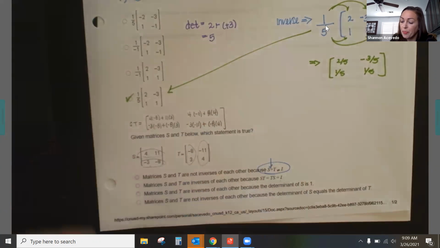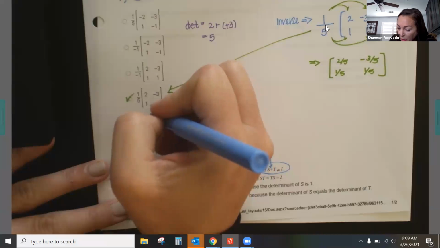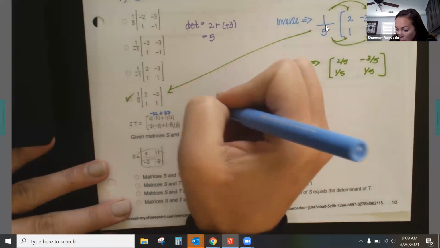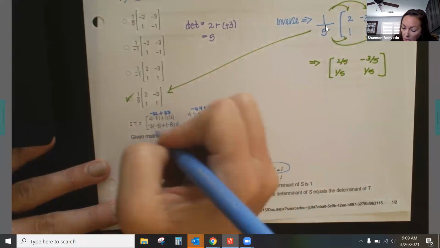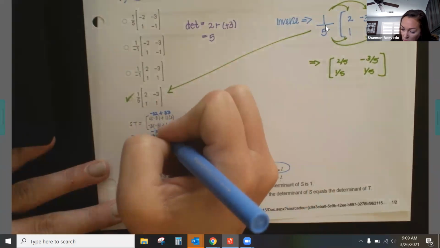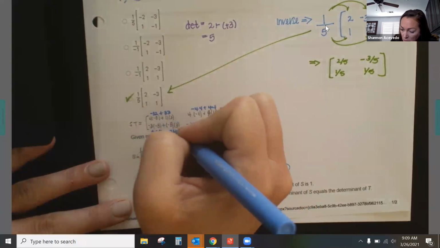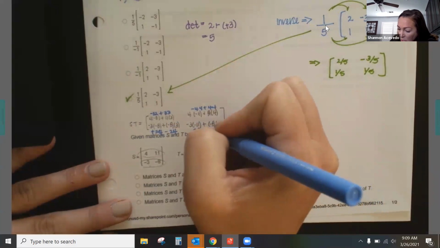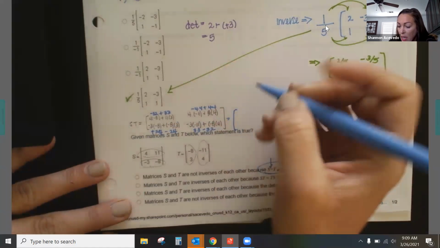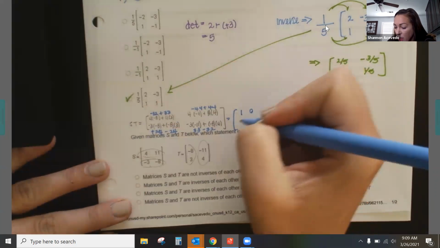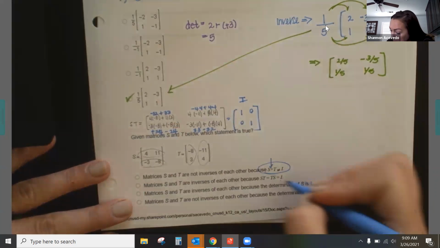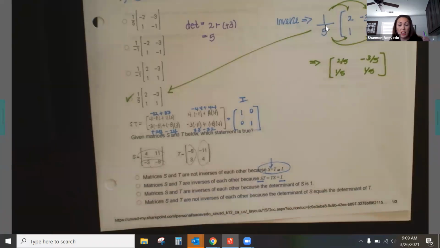So when I look here, it's going to give me -32 plus 33. This is going to give me -44 plus 44. This is going to give me positive 24 minus 24. This is going to give me positive 33 minus 32. So when I write it all cleaned up, this is going to give me 1, 0, 0, 1, which is my identity. So ST is equal to my I. That part is true.